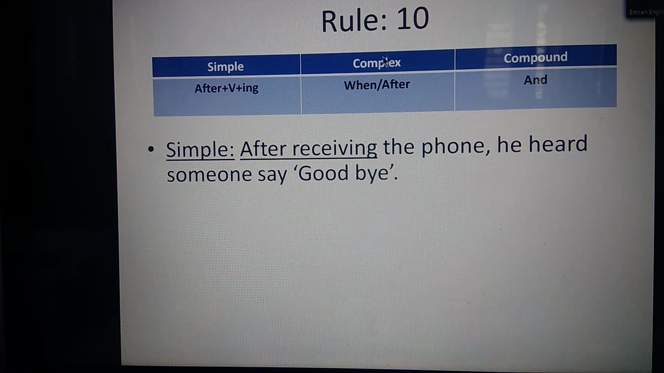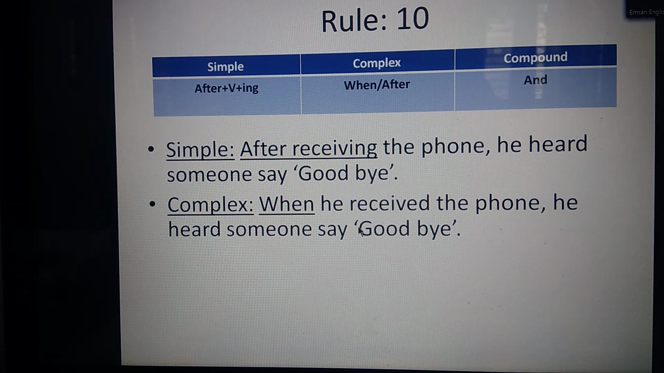You can use after, but that is a bit critical, as you saw in the previous rules, that after can be used as a conjunction with past perfect tense. So if you use after as the conjunction, use past perfect tense here. After he had received the phone, he heard someone say goodbye. So this is the complex one. I guess you will use when here. It's the easiest. To make the sentence compound, we need to drop the conjunction when and use the coordinating conjunction and in the middle of the two clauses. So let's use that. He received the phone and he heard someone say goodbye.